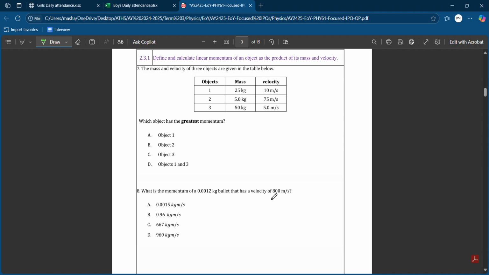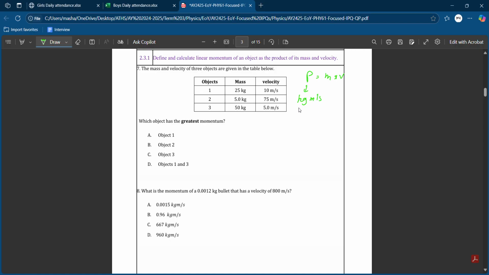Assalamu alaikum. In this part we will continue with the second lesson from term 1, which is momentum. In momentum we need to record the formula, which is P equals mass times velocity. This means that the momentum unit will be kilogram meter per second.